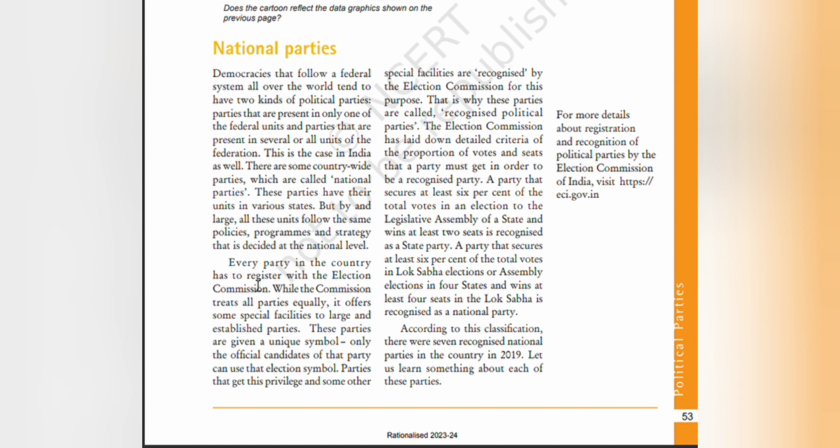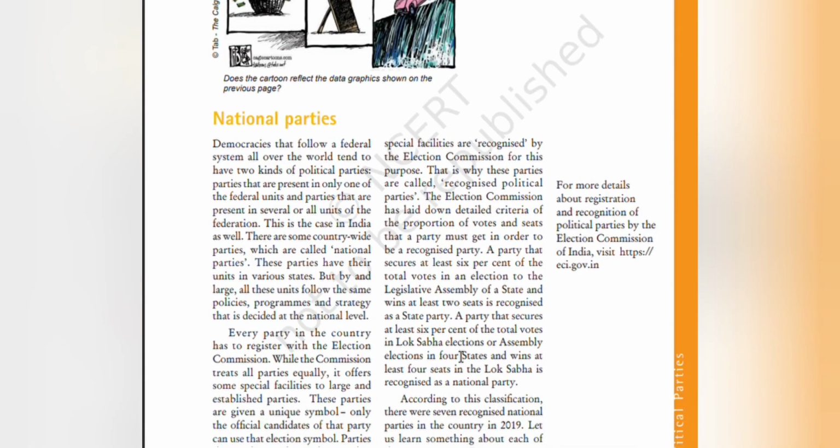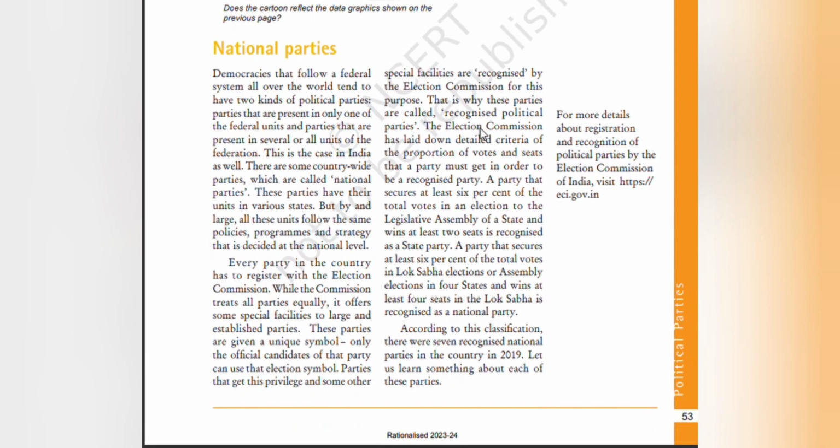Every party in the country has to register with the Election Commission. While the Commission treats all parties equally, it offers some special facilities to large and established parties. These parties are given a unique symbol. Only the official candidates of the party can use the election symbol. Parties that get this privilege and some other special facilities are recognized by the Election Commission for this purpose. That is why these parties are called recognized political parties. The Election Commission has laid down detailed criteria of the proportion of votes and seats that a party must get in order to be a recognized party.